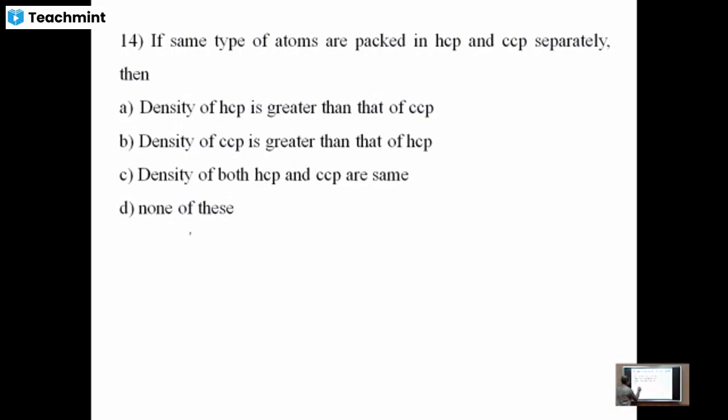We know packing efficiency of HCP is equal to CCP is equal to FCC, that is equal to 74%. Packing efficiency of HCP and CCP both are equal to 74%. They are occupying equal space in the unit cell, means their volume is same and same type of atoms are packed. Nothing but their mass is same. When the mass is same and volume is same, density should be same. Therefore, the right option here is density of both HCP and CCP are same.